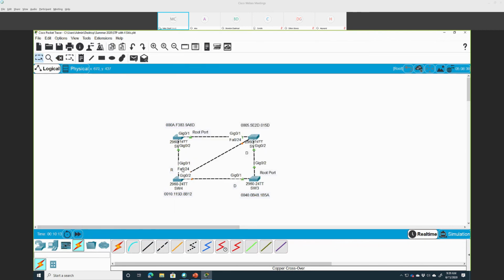Now, any switch that is directly connected to the root bridge is going to be what? A root port. Correct. Why do we call it root port? Because this is the fastest path to the root bridge. Now the question is, is this link the fastest path to the root bridge? The answer is no. Why? Because it's connected with fast Ethernet. The cost here is 19. Okay? Because it's fast Ethernet.